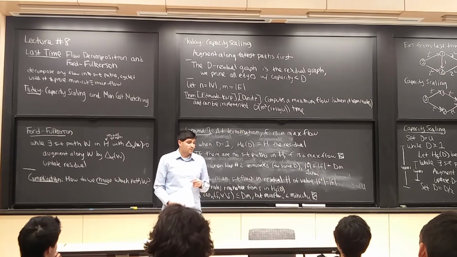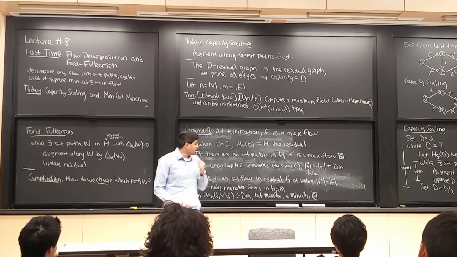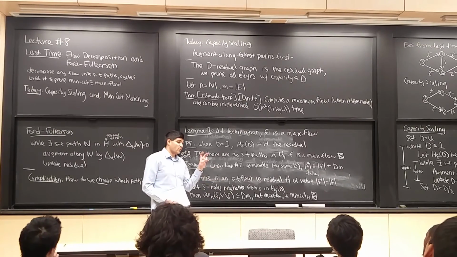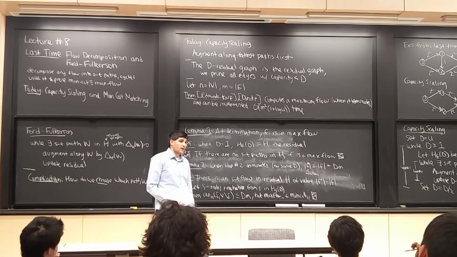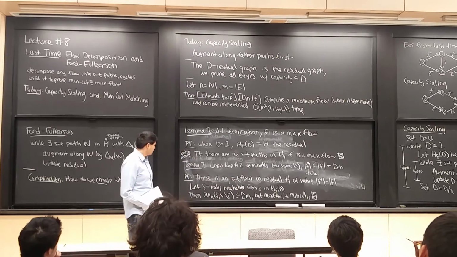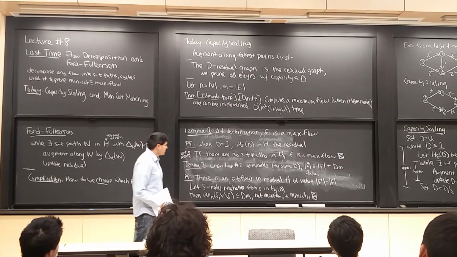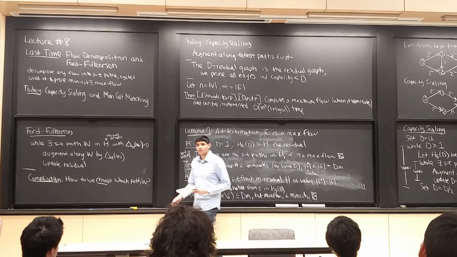Yep. We're not actually using max flow equals min cut, we're just saying max flow is less than. Yeah, we're not using max flow equals min cut. We're just using the weak duality version where a min cut bounds a max flow. Exactly. Max flow is at most any cut, any ST cut in H. Great question.